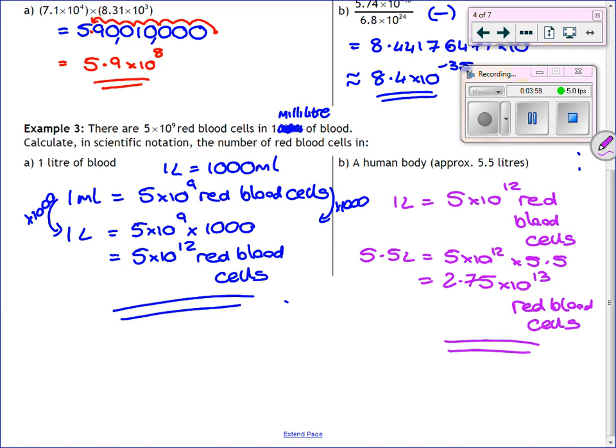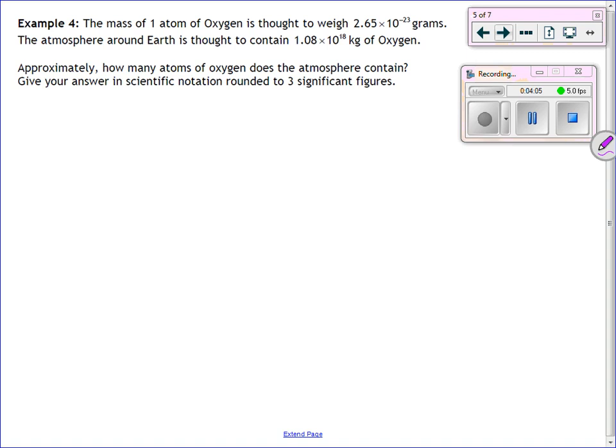Let's go on and have a wee look at example 4 now. Bit more involved. It says the mass of 1 atom of oxygen is thought to weigh 2.65 times 10 to the power of minus 23 grams. The atmosphere around Earth is thought to contain 1.08 times 10 to the power 18 kilograms of oxygen. And then I want to work out, well, how many atoms of oxygen approximately does that make?